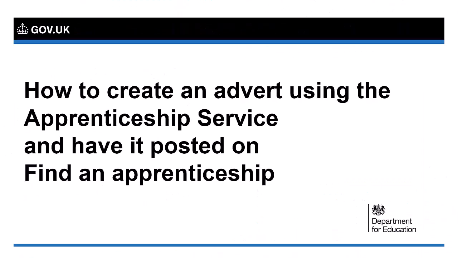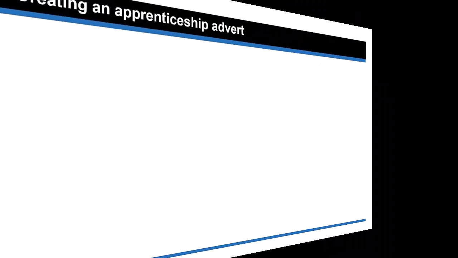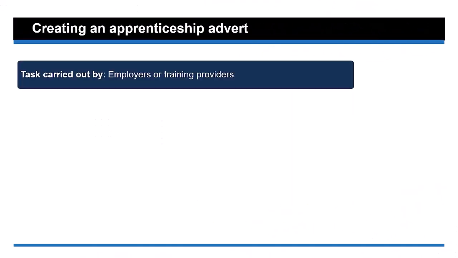Hello, in this video we'll take you through the process of how to recruit an apprentice by creating an advert using the Apprenticeship Service and have it posted for free on our Find an Apprenticeship service. Creating an advert is a task that can be carried out by employers or by training providers. For this video we'll focus primarily on employers, but the process is very similar for training providers as well.